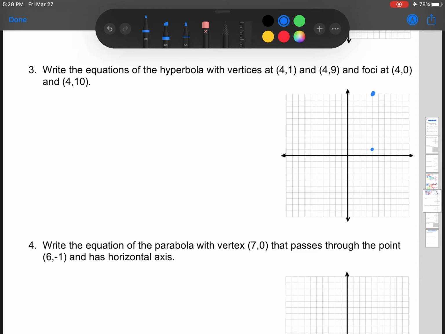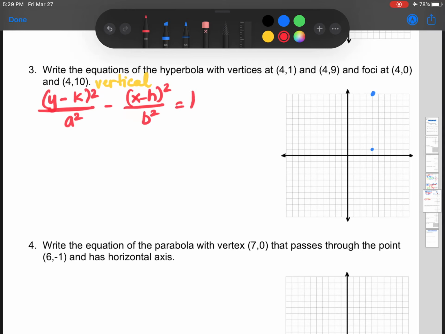So if your vertices are up and down, what do you know? It is a vertical hyperbola. We are writing equations, so what is the equation of a vertical hyperbola? Let's write that down. It is (y minus k) squared over a squared minus (x minus h) squared over b squared. That is your equation of a vertical hyperbola.